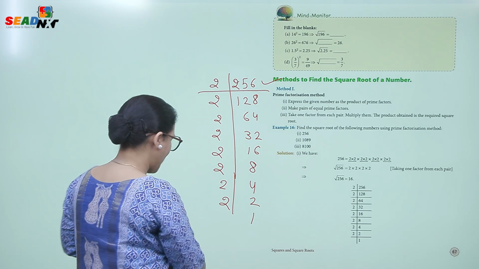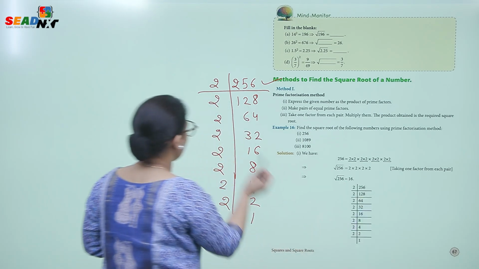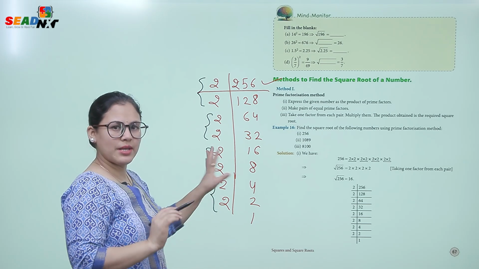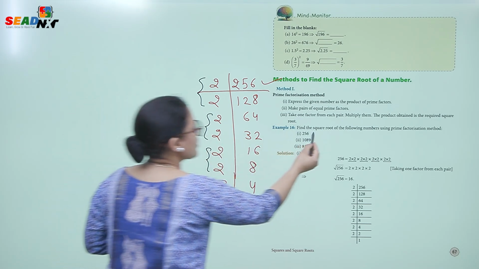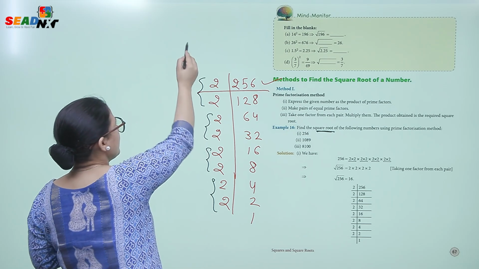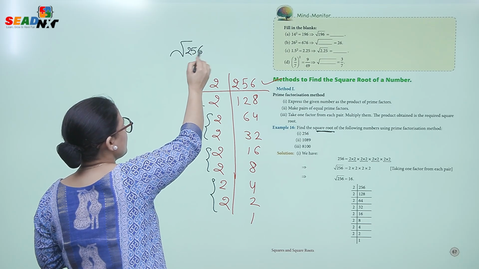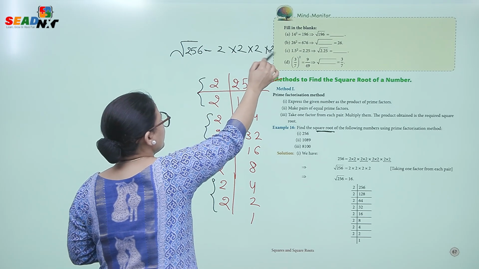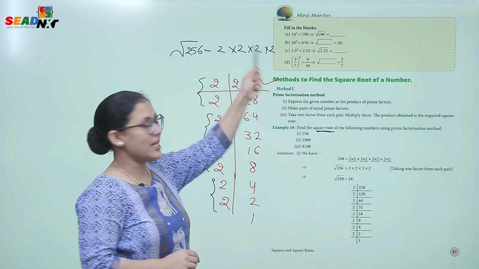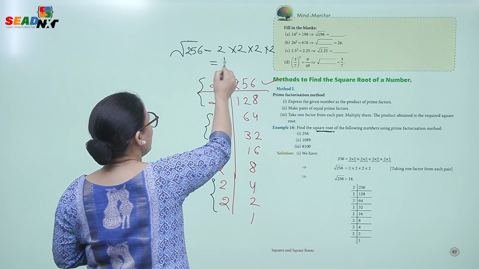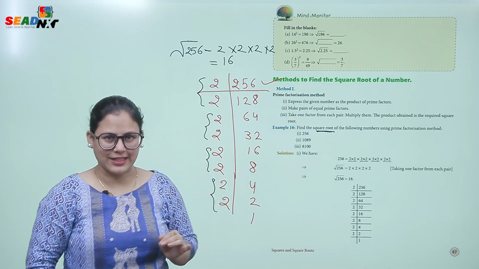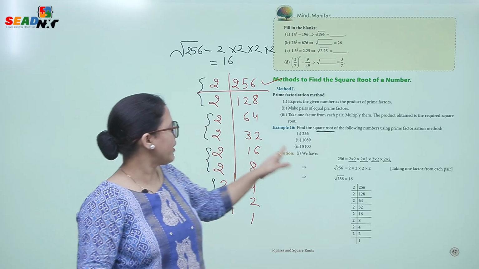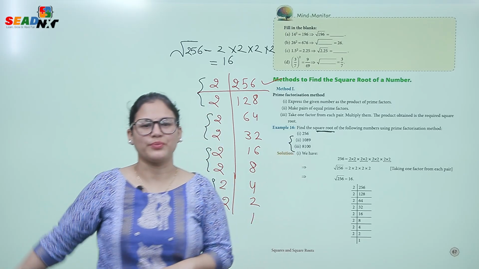Okay, now let's make the pairs. Okay, 1, 2, 3, 4. Okay, pairs आपके बन गए हैं. So आपसे क्या पूछा गया है? The square root of 256. So the square root of 256 is what? It is 2 into 2 into 2 into 2. 2 2s are 4, 4 2s are 8, 8 2s are 16. Okay, so 256 का square root है 16, यानी कि 16 का square होता है 256. Okay, students. So similarly, you will find the square roots of these numbers also.